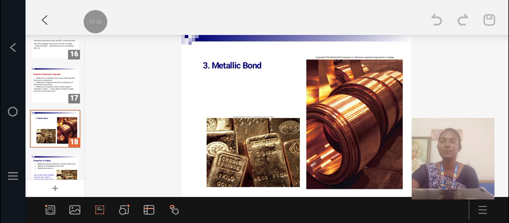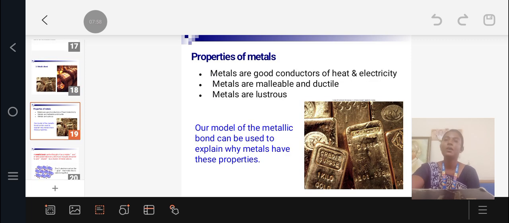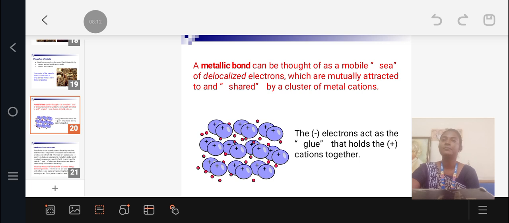Third one is the metallic bond. Properties of metals. Metals are good conductors of heat and electricity. Metals are malleable and ductile. Metals are lustrous. A metallic bond can be thought of as a mobile sea of delocalized electrons which are mutually attracted to and shared by a cluster of metal cations. Their negative electrons act as the glue that holds the positive cations together.